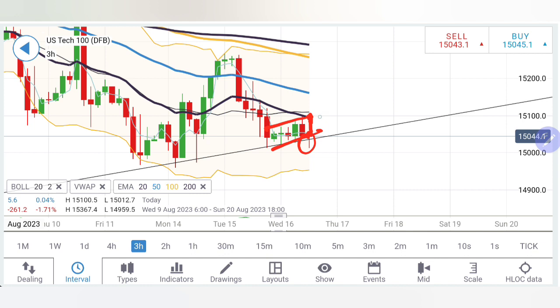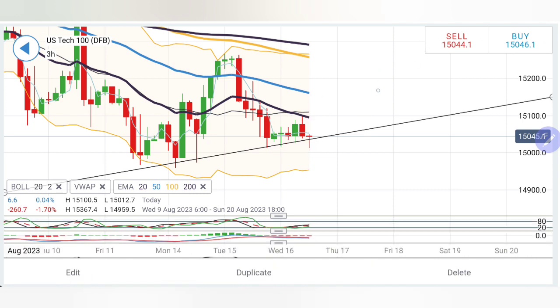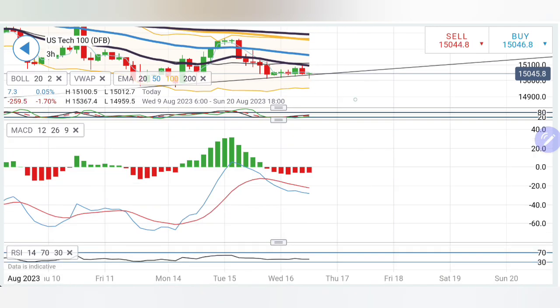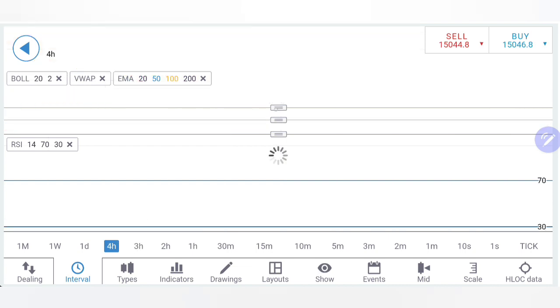Let's see if it continues to resume its upward journey here. Definitely 15,100 is a greater resistance, and then 150, 160 zone. Stochastic rising. MACD is bearish. RSI is almost flat. Coming to 4-hour chart.